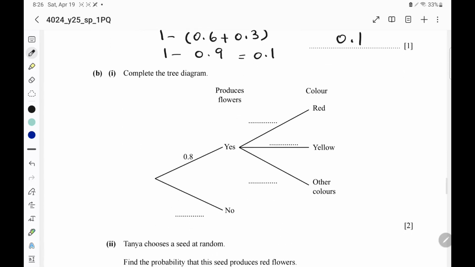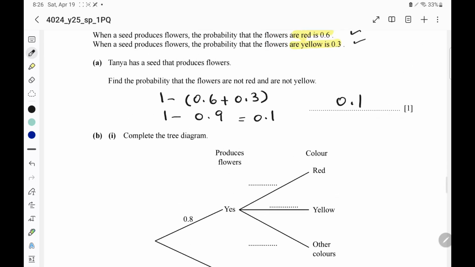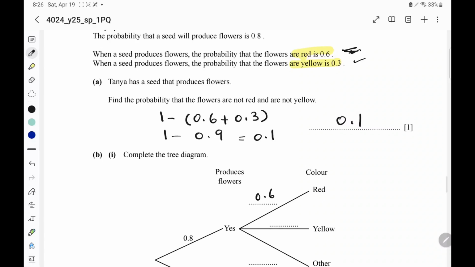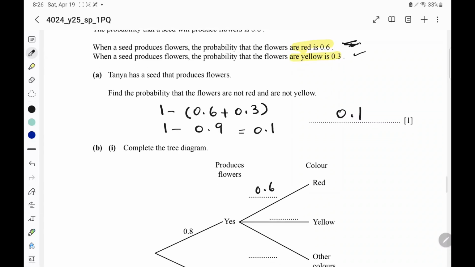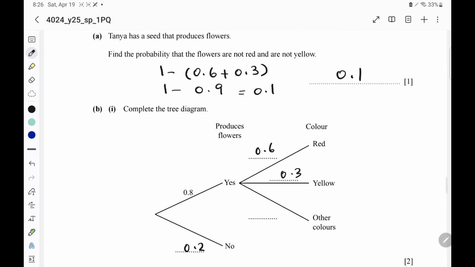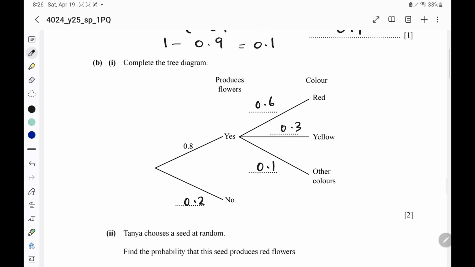So complete the tree diagram. Produces flowers is 0.8, so you know that 1 is the total probability, so 0.2 will be for no. Yes for red is given at the top as 0.6, so just write down 0.6. And yes for yellow, it's already given as 0.3. Other colors, obviously it's 0.1. The total probability 0.6, 0.3 and 0.1 will be 1.